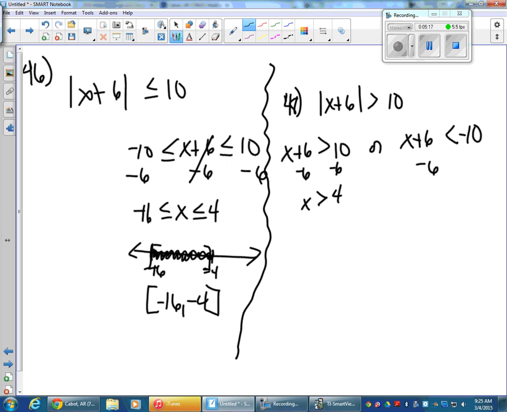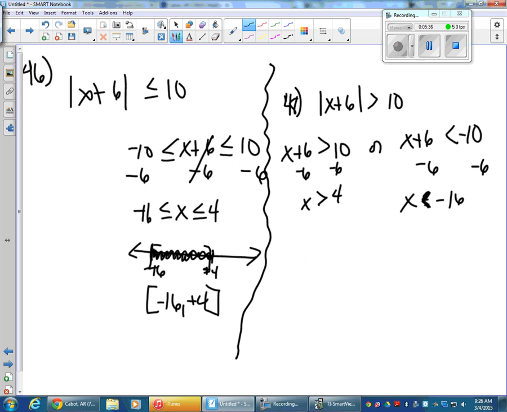And subtract 6 here. You get, I did that wrong here. It was positive 4. It wasn't negative 4. I need to go back over here. This is 4. Sorry. Subtract 6 here. It'd be negative 16. X is less than negative 16.